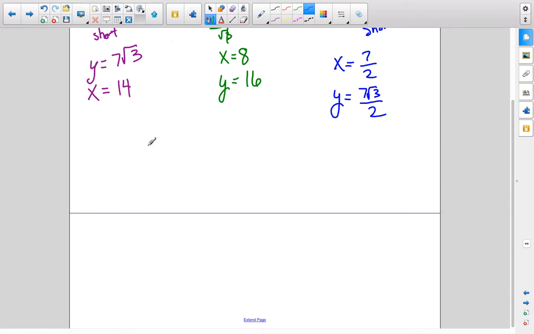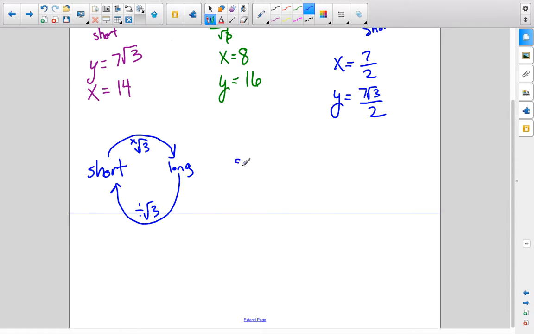Let's say I need the long leg. So I take my short leg. To get the long leg, I'm going to multiply times the square root of 3. If I have my long leg and I need my short leg, I will divide by the square root of 3.